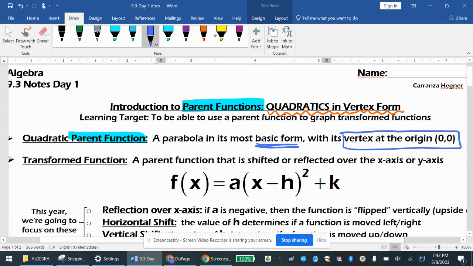Then there's transformed functions, okay? Cuando una función se transforma, that means a couple things happen, okay? Cuando una función es transformada, it can be shifted. So the word shifted means moved, okay? Moved. You can move things left or right, up and down.